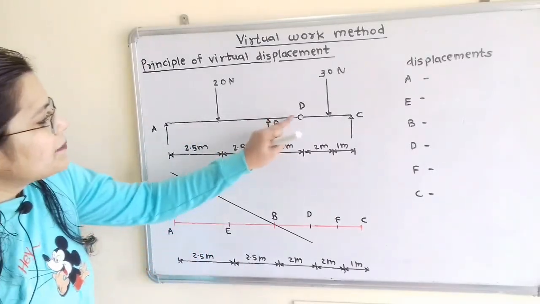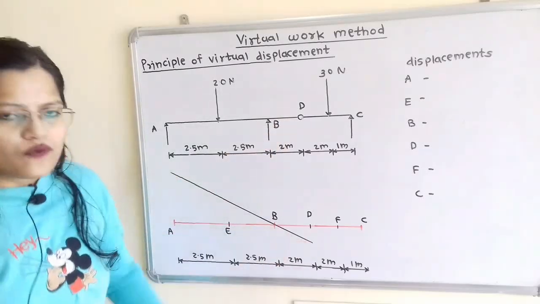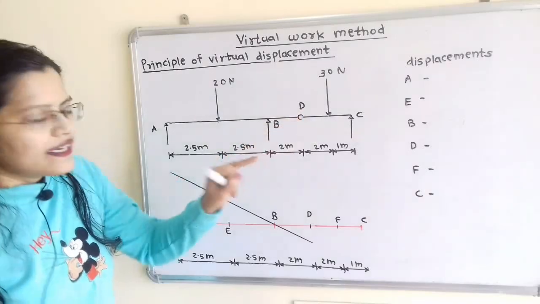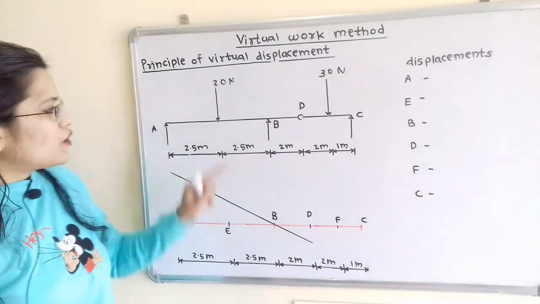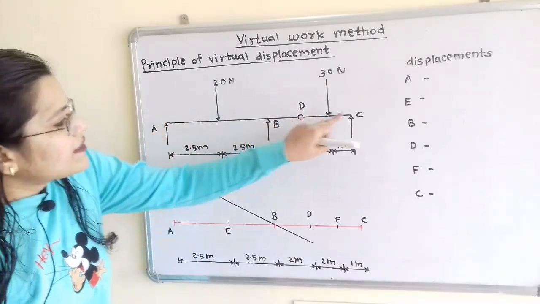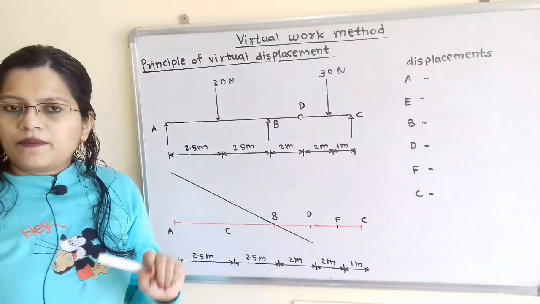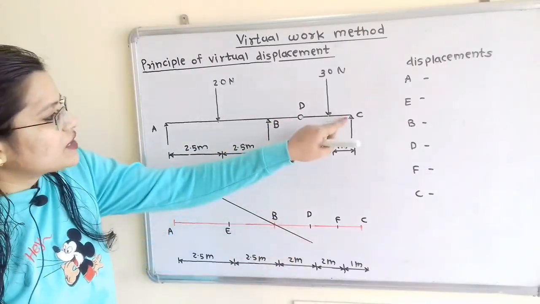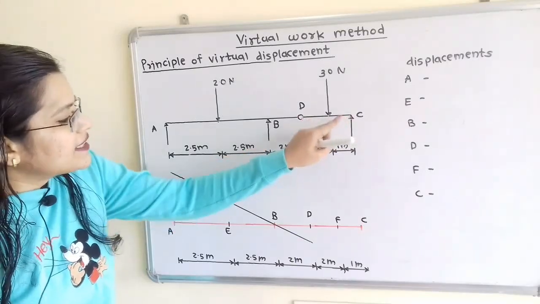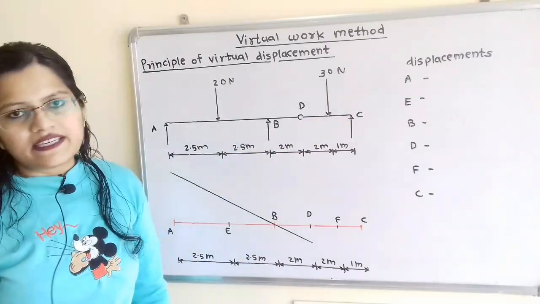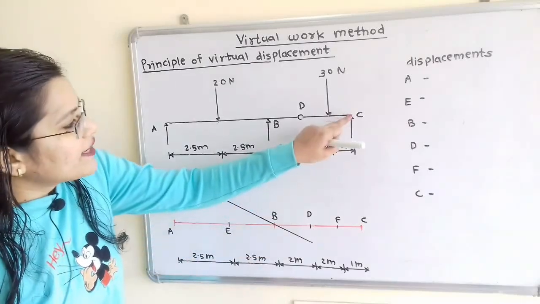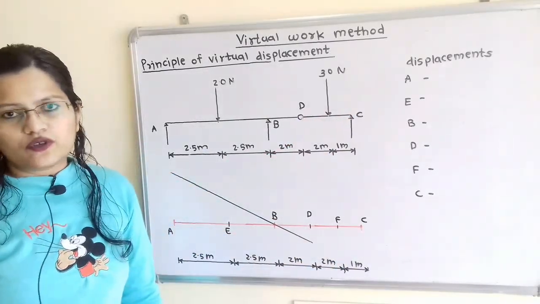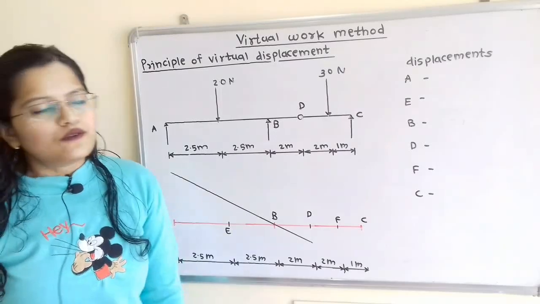So the part BD will move in the downward direction. Now at D it is hinged. So this part DC is connected at point D. So as point D moves in the downward direction, this part DC will also be in the inclined position, and the point C, that is the beam at point C, will also remain at its original position. So how to show that?